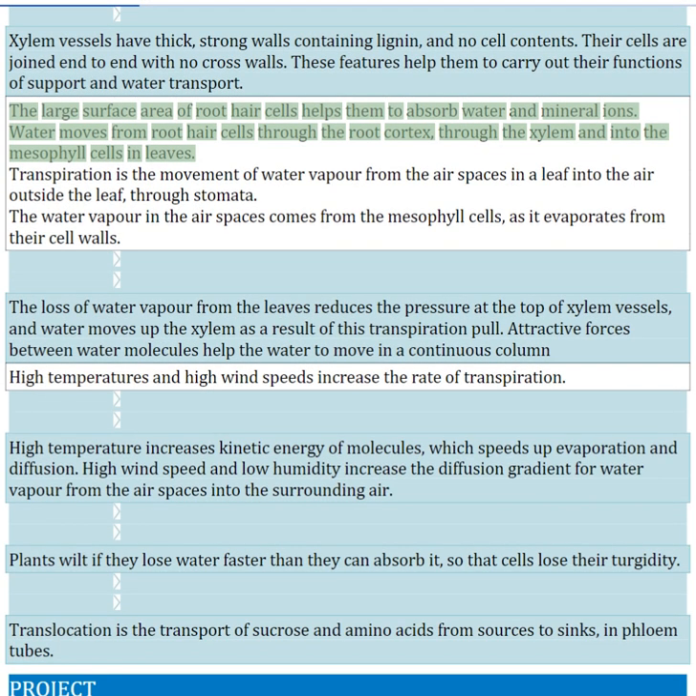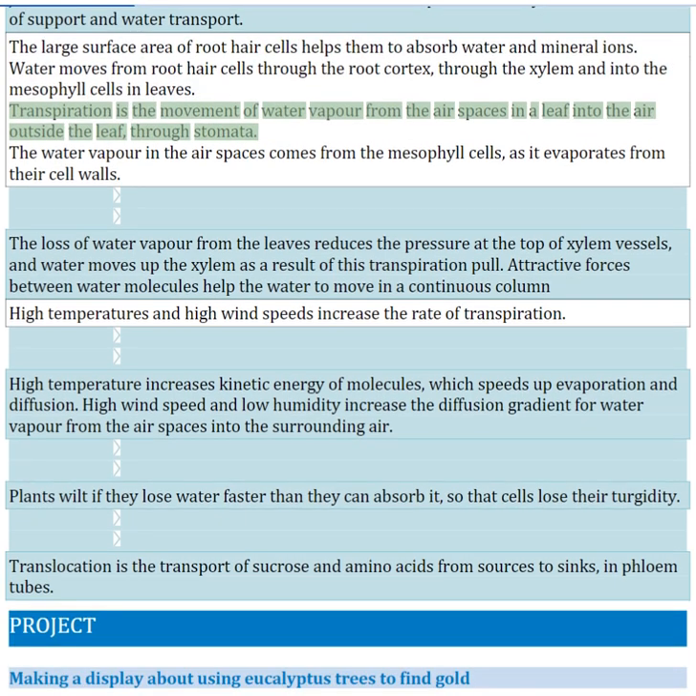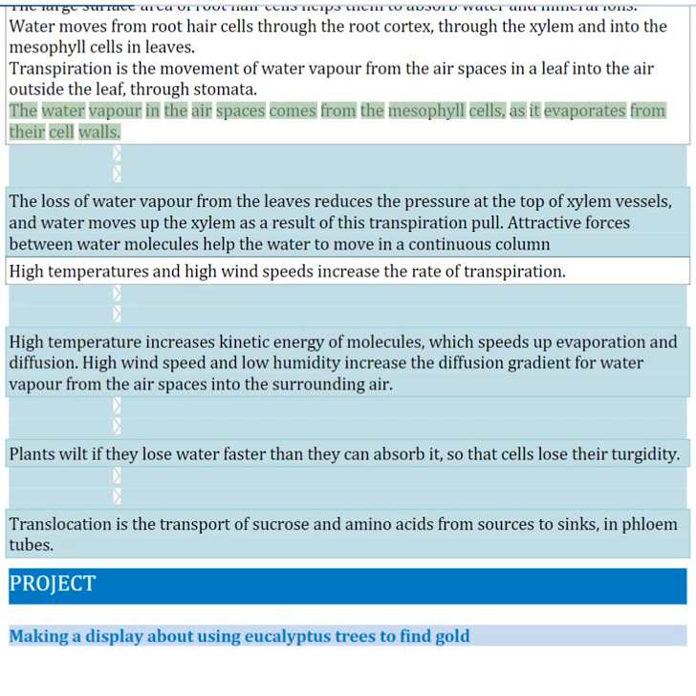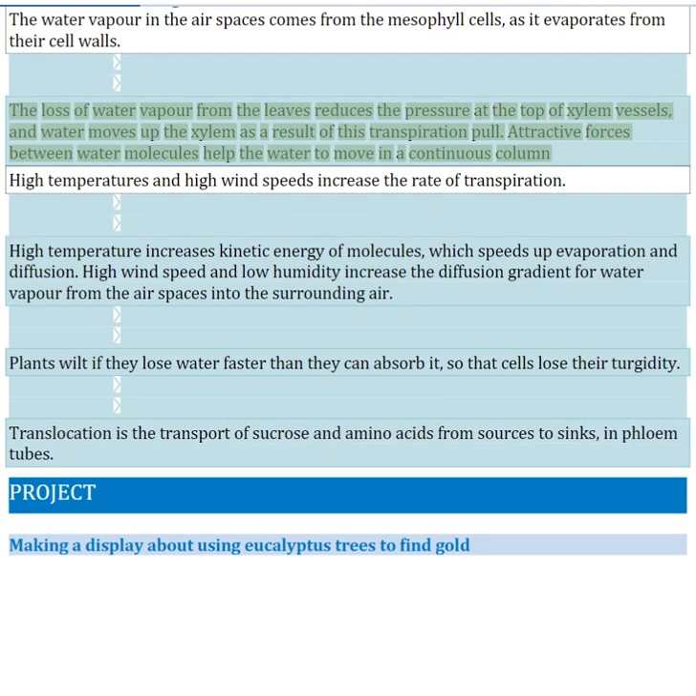The large surface area of root hair cells helps them to absorb water and mineral ions. Water moves from root hair cells through the root cortex, through the xylem, and into the mesophyll cells in leaves. Transpiration is the movement of water vapor from the air spaces in a leaf into the air outside the leaf, through stomata. The water vapor in the air spaces comes from the mesophyll cells, as it evaporates from their cell walls. The loss of water vapor from the leaves reduces the pressure at the top of xylem vessels, and water moves up the xylem, as a result of this transpiration pull.